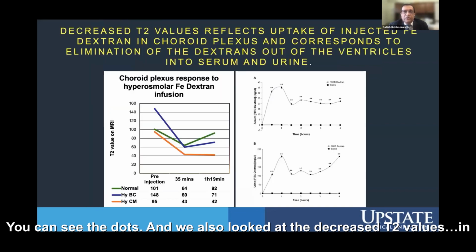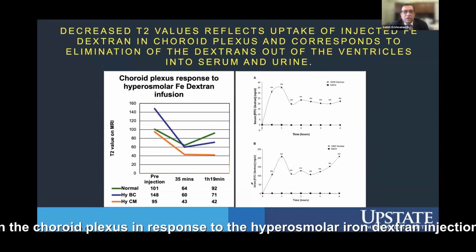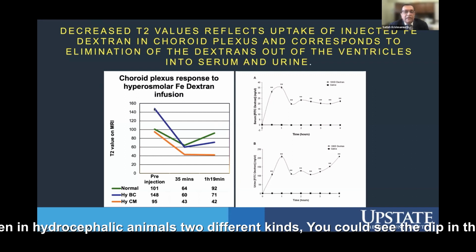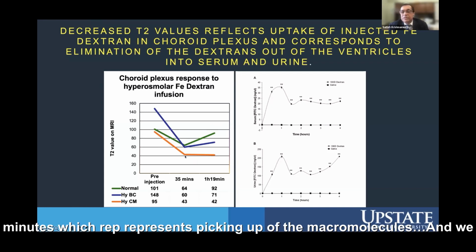And we also looked at the decreased T2 values in the choroid plexus in response to the hyperosmolar iron dextran injection. Here is the green dip 35 minutes later, which corresponds to the peak in the serum. And even in hydrocephalic animals, 2 different kinds, you could see the dip in 35 minutes, which represents picking up of the macromolecules.